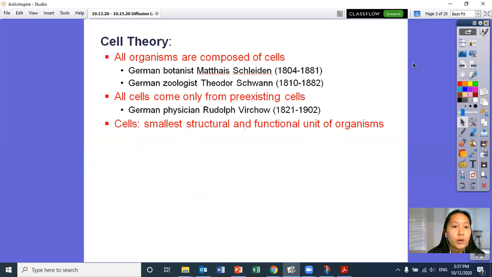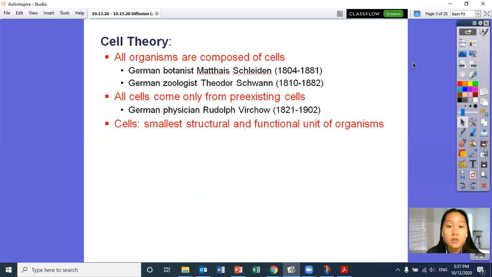So cell theory, just quickly, if you want to write this down: all organisms are composed of cells. So anything that's alive is made out of cells. All cells come from pre-existing cells. So if there was no other cell, then you can't get another life form coming out of that thing, right? Cells come from cells because cells are living. So they've got to come from another living organism.